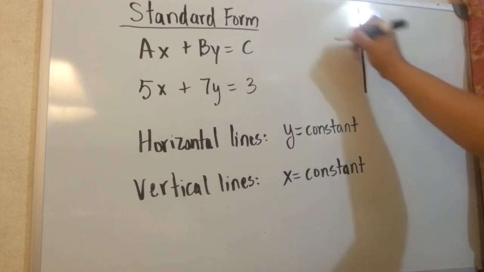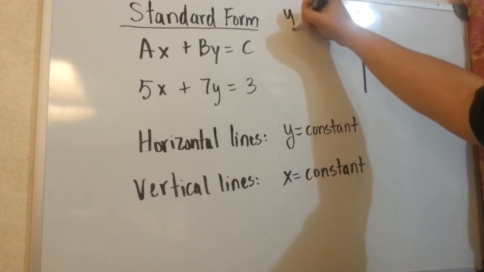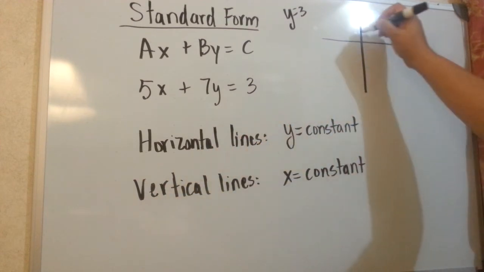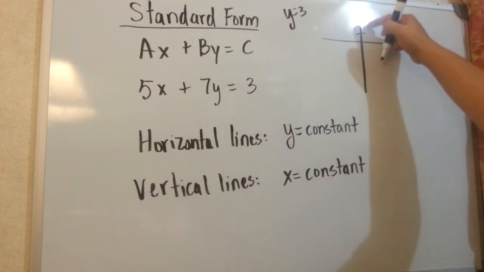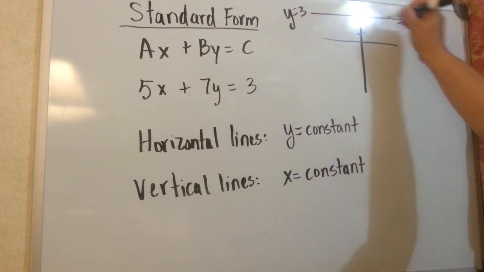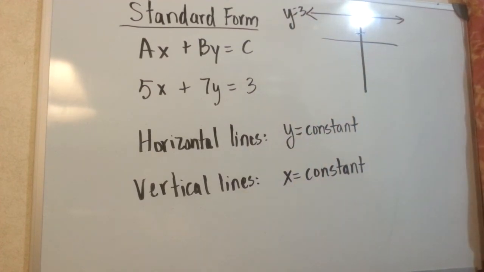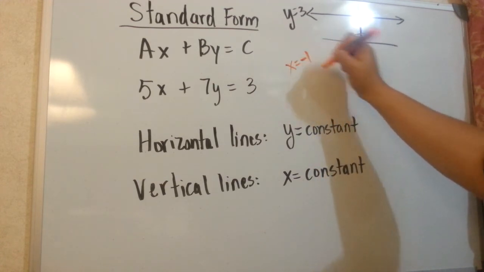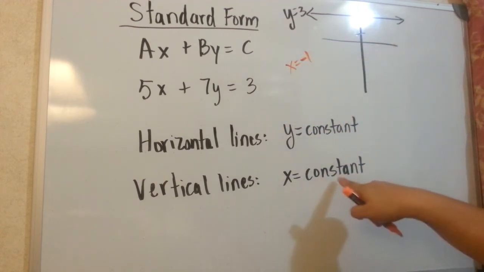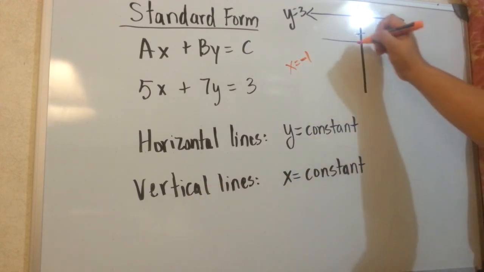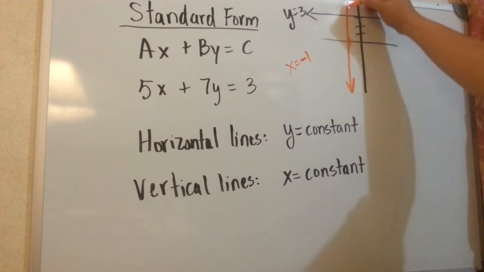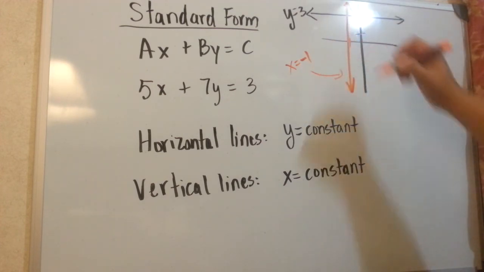So, for example, how would you plot y equals 3? Y equals 3 is a constant. That means it's a horizontal line at 1, 2, 3. There you go. And how would you plot x equals -1? Well, when x is a constant, it's a vertical line at -1. Right? So that's that one.